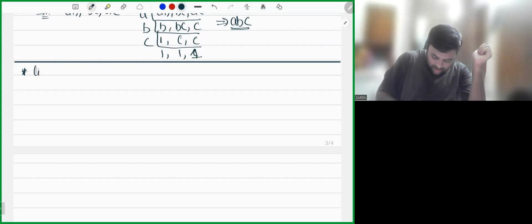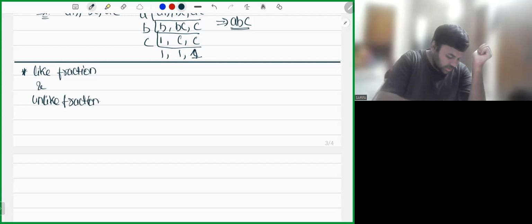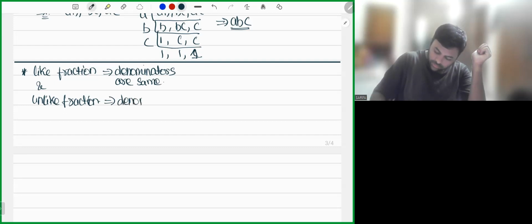What is a like fraction and what is an unlike fraction? Like fractions means the denominators are the same. If denominators are the same in a fraction, we call it a like fraction. Unlike fractions means denominators are not the same. We call them unlike fractions.